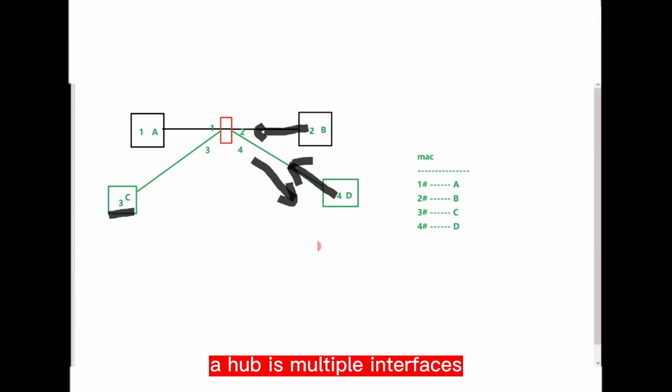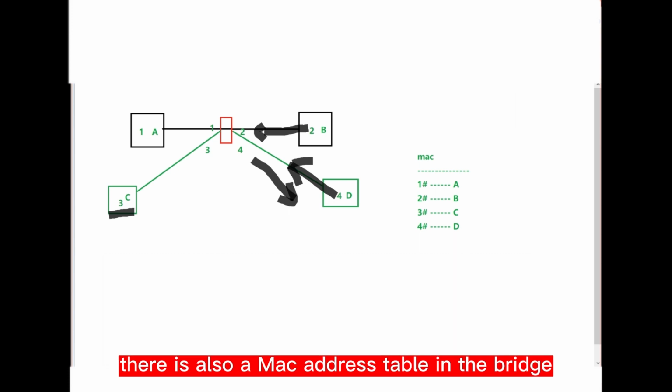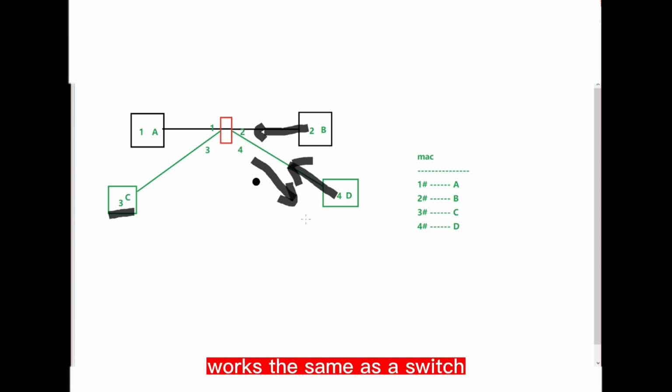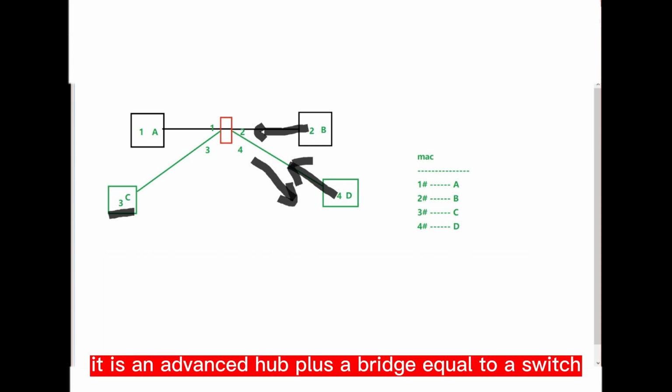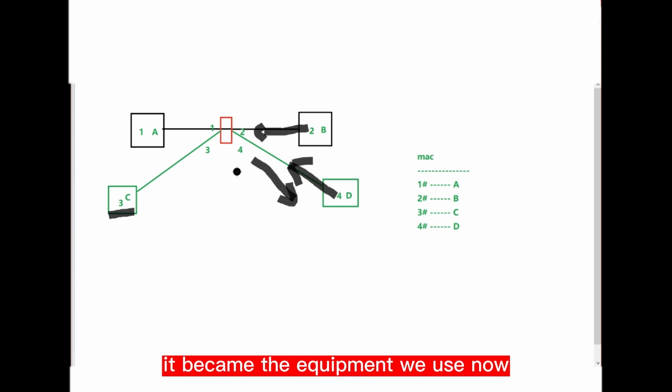A hub has multiple interfaces. There is also a MAC address table in the bridge, and it works the same as a switch. It's just that there are few interfaces. An advanced hub plus a bridge equals a switch, all in one. In the end, it became the equipment we use now.